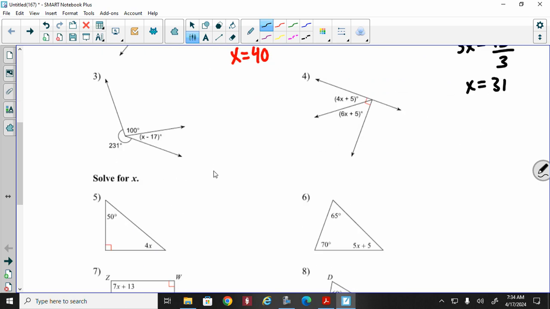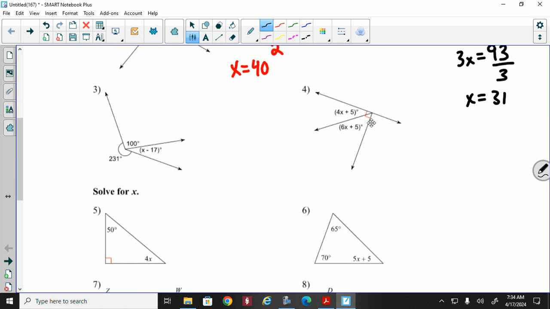All right. So question number 3, if you remember, you're dealing with a semicircle here, and I told you if you're ever dealing with a semicircle, you're dealing with 360. So I'm just going to write this off to the side, 360. I'm going to add all these things up and set them equal to 360. So x minus 17 plus 231 plus 100 is equal to 360.